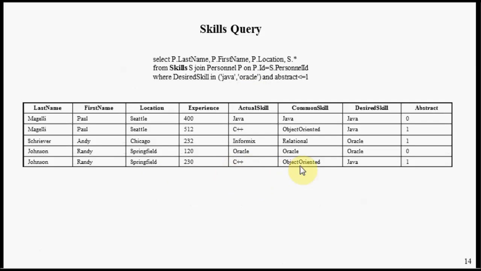In our results, we see this person named Paul, and the skill we're looking for is Java. In this case, they actually have Java experience, so we didn't have to abstract at all. In this other case, the same person, Paul, has C++ experience. The desired skill is Java, so we had to abstract one level, the common skill being object-oriented programming languages in general. So you get the idea. This query type is called an inference query.